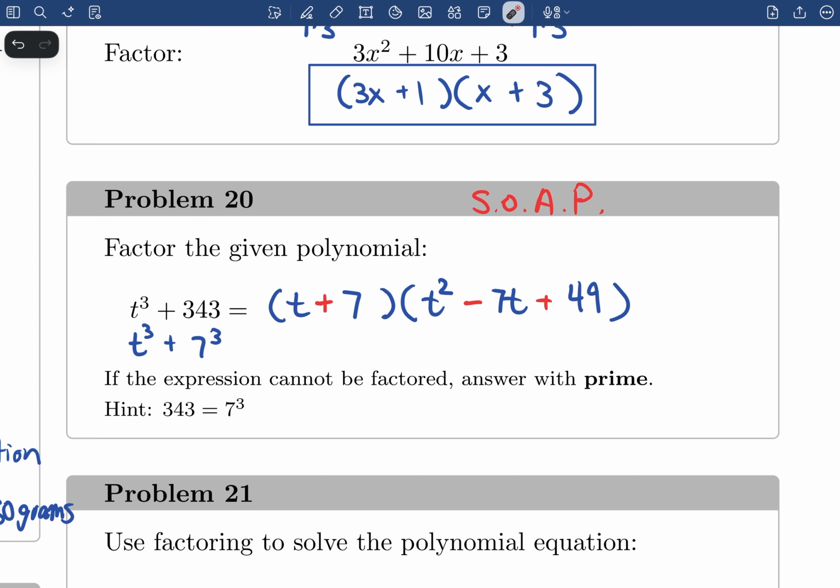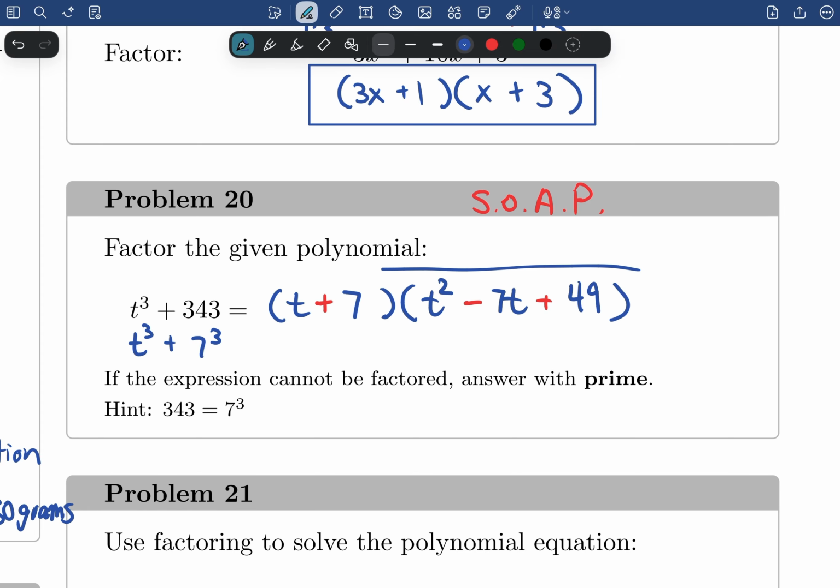Now, careful, you also have a difference of cubes pattern where you would have subtraction instead of addition between the perfect cubes. All right, but we'll leave it at that for now. Great job. You just factored the sum of cubes.